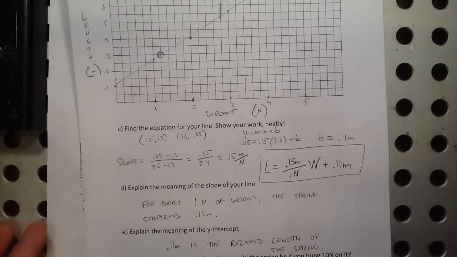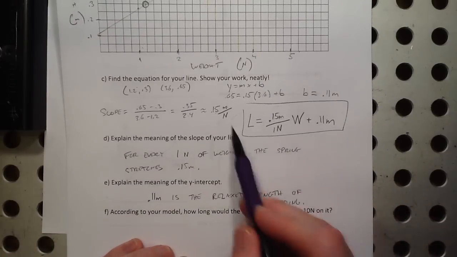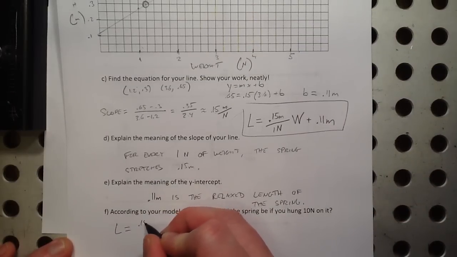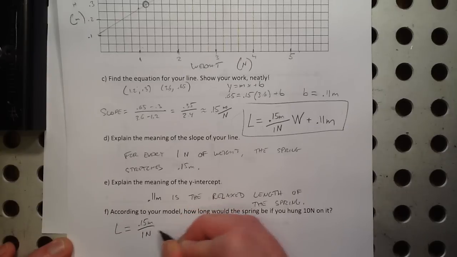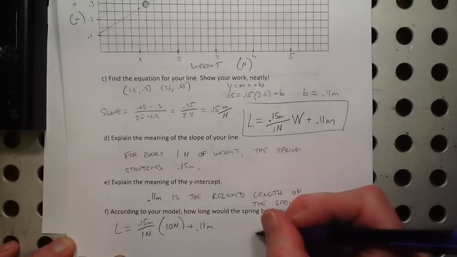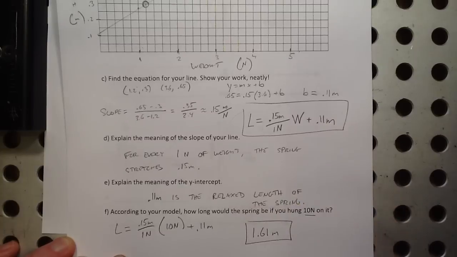Now, according to our model, how long would the spring be if you hung 10 newtons on it? Well, that's a weight, right? So plugging that in, I can't read it from the graph. My graph doesn't go that far, but I can just use my equation. So length equals 0.15 meters for every 1 Newton times 10 newtons plus 0.11 meters. So here I'd multiply that by 10, that would be 1.5 plus 0.11, so that'd be 1.61 meters. Do that in your calculator, of course. See how the newtons cancel out there? We get meters.